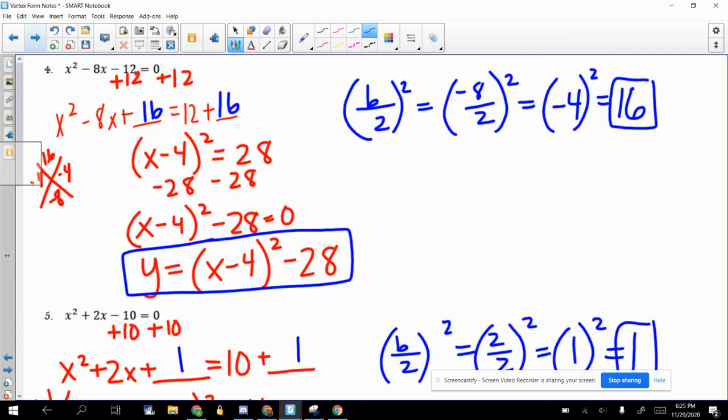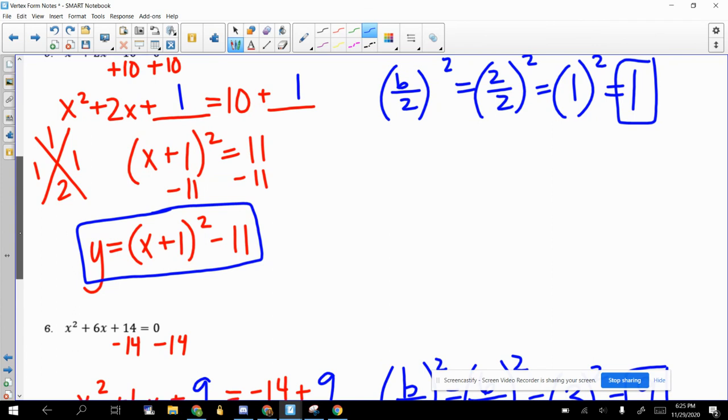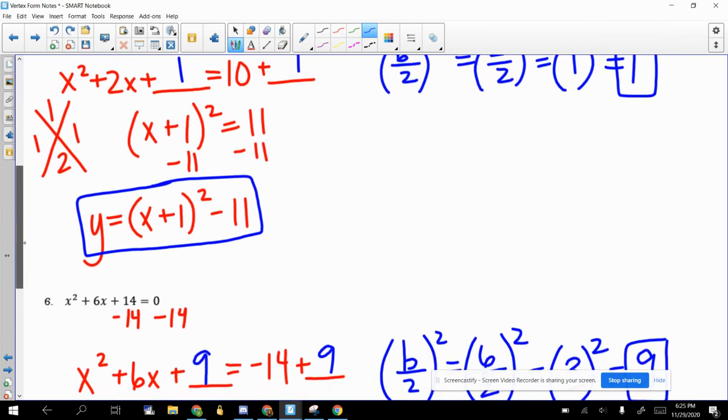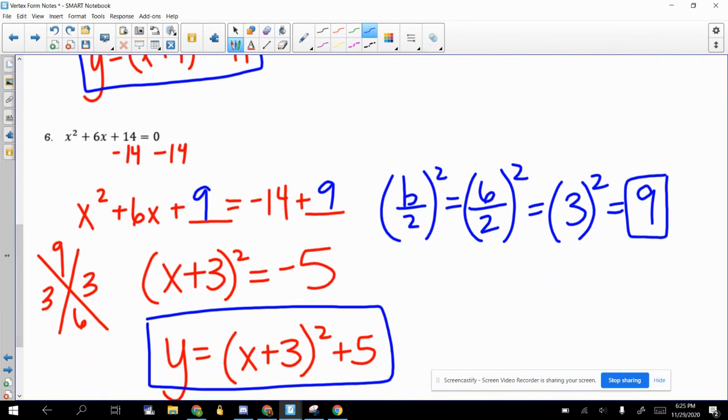Okay, so here is the work and the answer for number 4. You should have ended up with y equals x minus 4 squared minus 28. Then in number 5, you should get y equals x plus 1 squared minus 11. And in number 6, you should get x plus 3 squared plus 5.